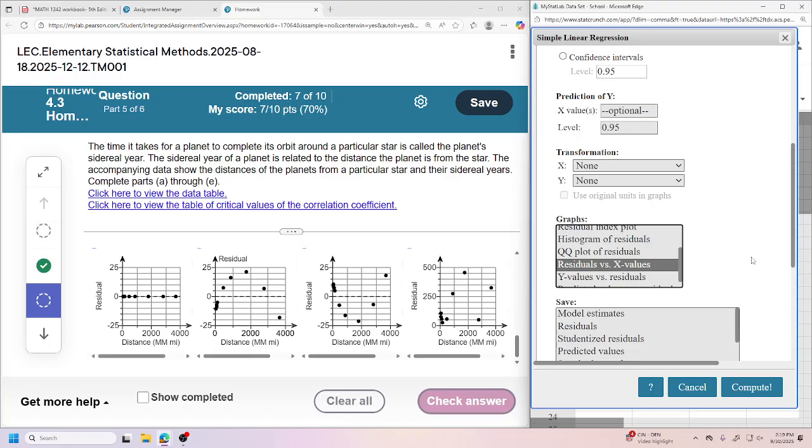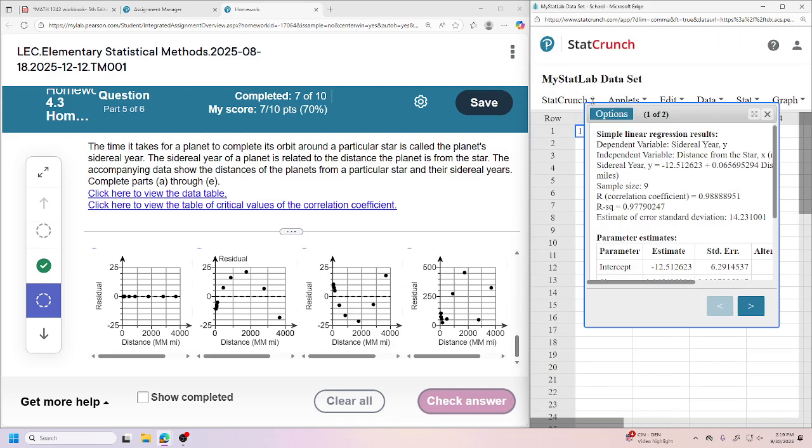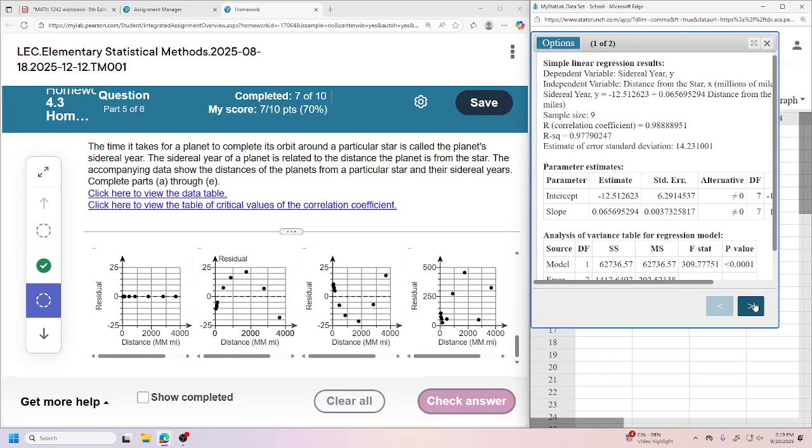And we're now going to click the residuals with X values. If they ask for residuals, we can do that. We got that. It's a special graph. Just click that, compute. Let's see what we got out of this.